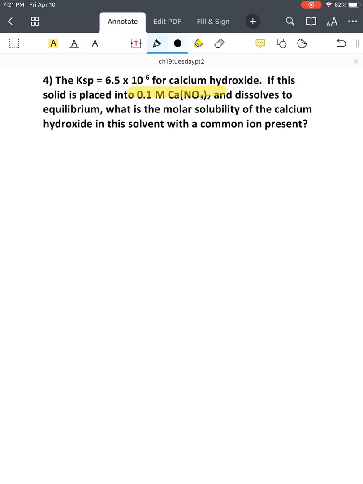That's actually really important because calcium nitrate contains an ion that is common to the equilibrium of the calcium hydroxide. Of course, that ion is going to be calcium. So we're adding calcium from a different source, a secondary source. It turns out that the equilibrium involving the calcium hydroxide dissolving doesn't care where the calcium comes from, but if it's present, it can influence the equilibrium.